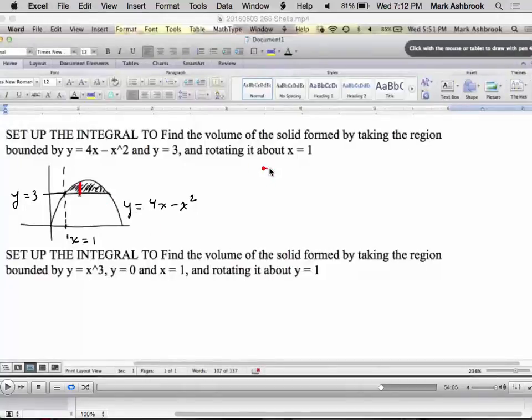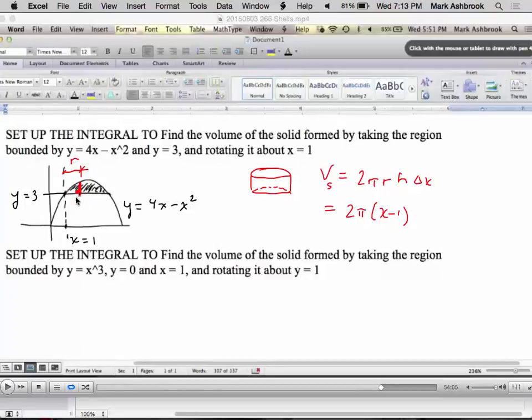Okay, so our typical shell will be like this. And so we'll have delta x or delta y? Delta x. And so it's going to be 2 pi r h delta x. Radius. So the radius is from the strip to the line x equals 1. That's our radius. It's going to be x minus 1 is the radius. The x coordinate of the curve is where your strip is, minus 1, the center of rotation.